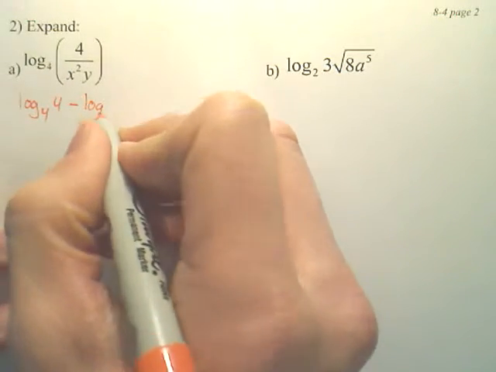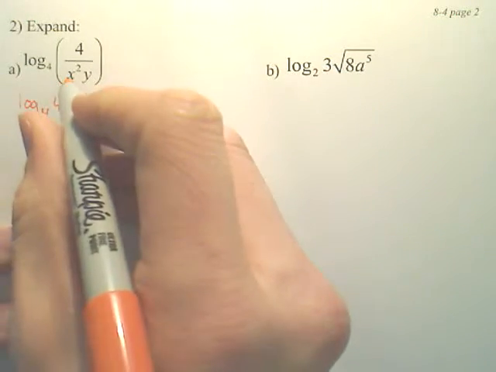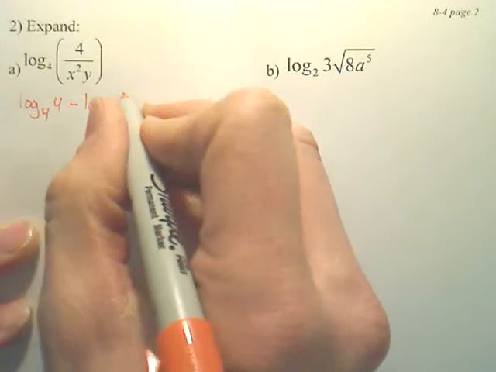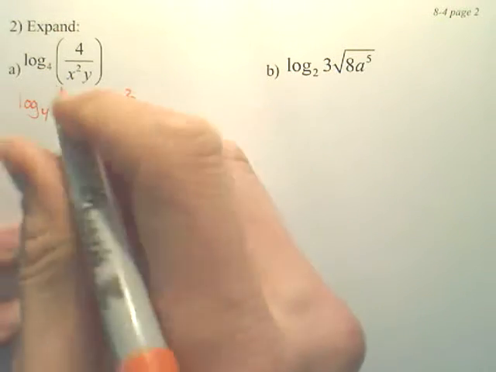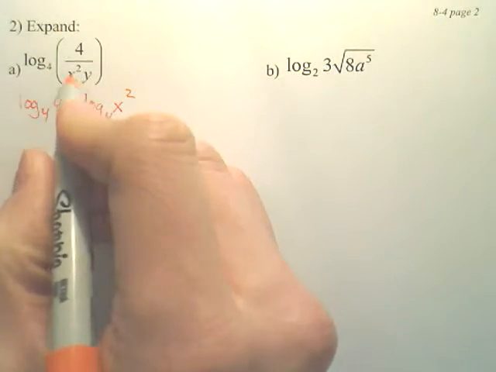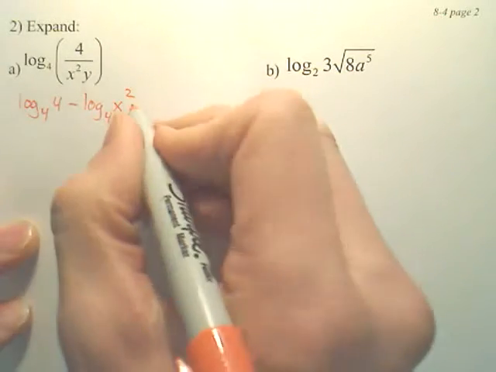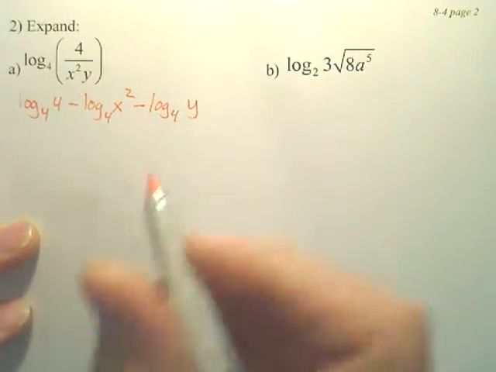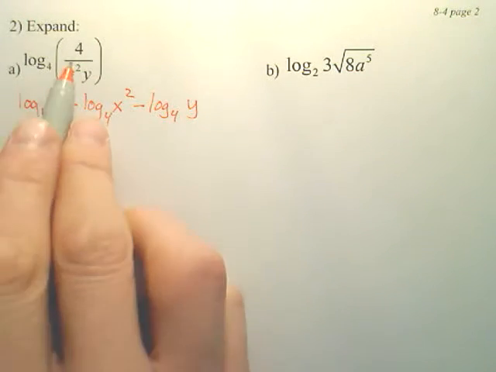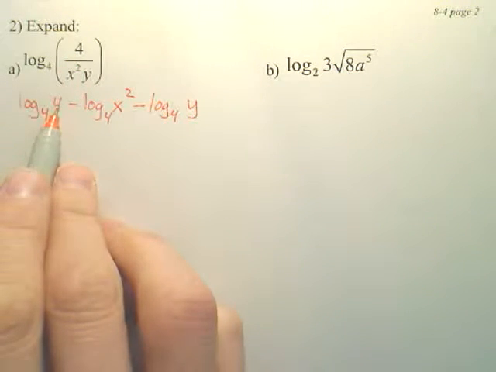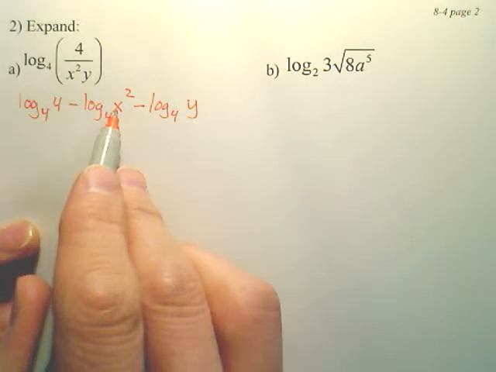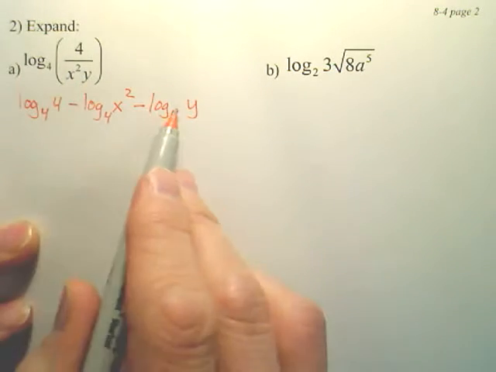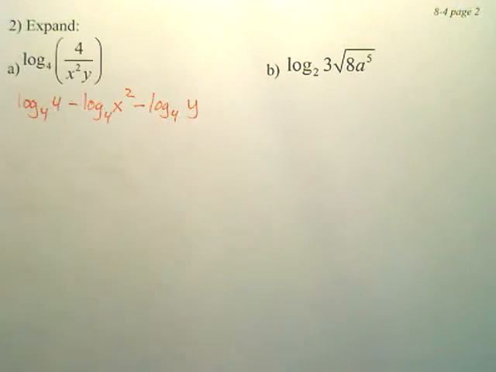And then you have log base 4, and the x squared, again, is on the bottom, so x squared. Now, the y is on the bottom, so we divided it. So this is going to be a minus log base 4 y. Now, look at this again. The 4 is on top. You divide it by x squared, so divides are minus. Divided by y, so y is a minus. But that is not completely done.